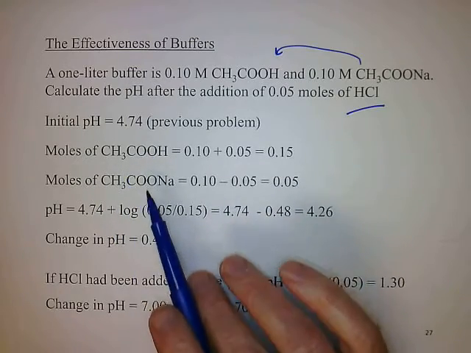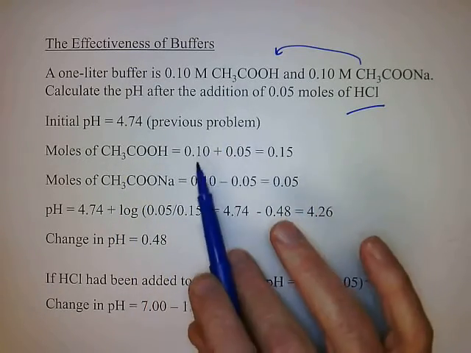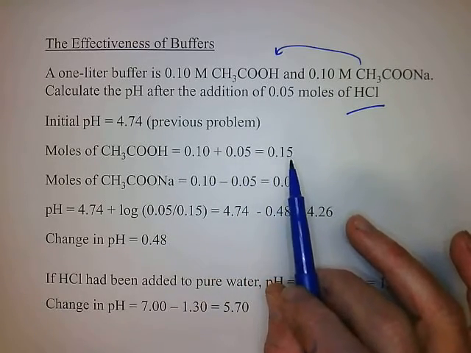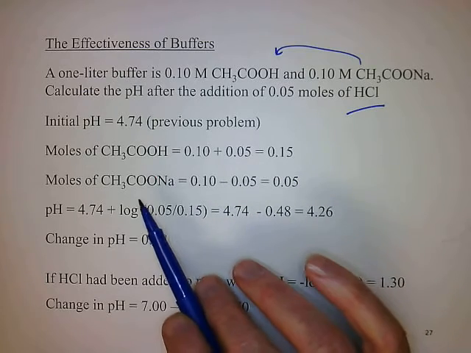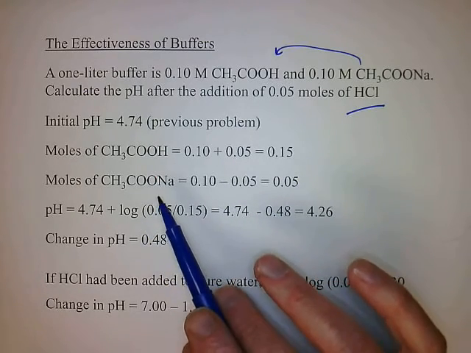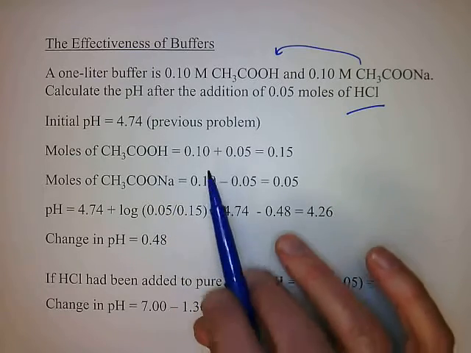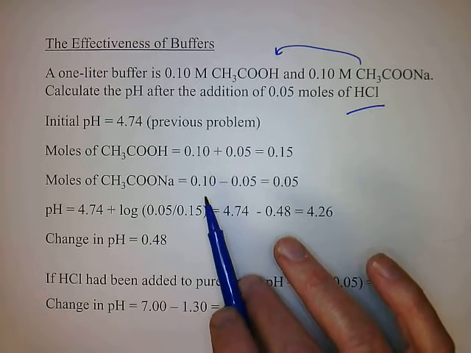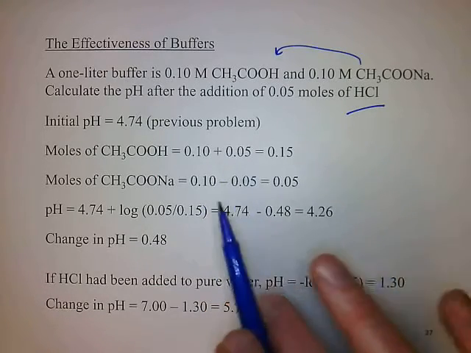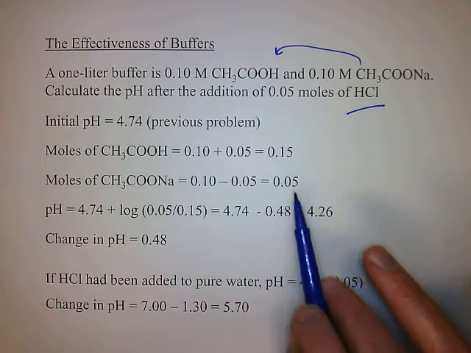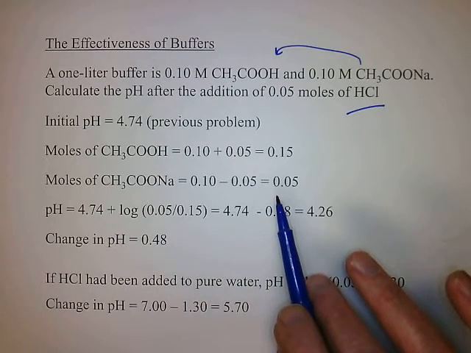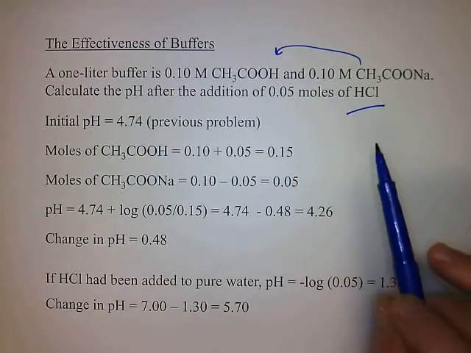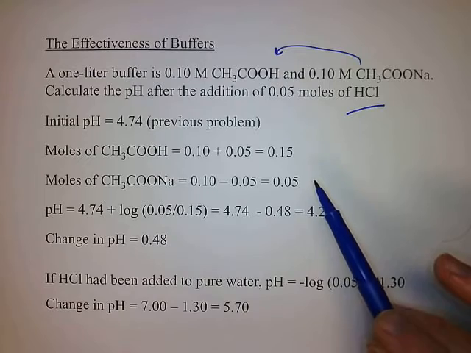So after we add this 0.05 moles, okay, how many moles of the acid will we have? The 0.1 that we started with plus the 0.05 is equal to 0.15. Okay, and how many moles of the base form will we have? That will go down by 0.05. So we started with 0.1, we finished with 0.05, so we went down by 0.05, or we finished with 0.05. Okay, so now because we're dealing with a 1 liter solution, the moles is the same as the molarity.